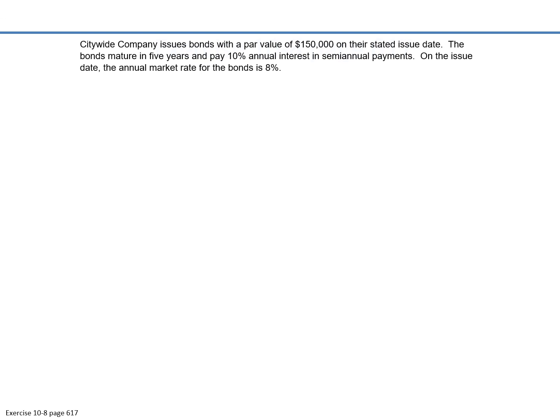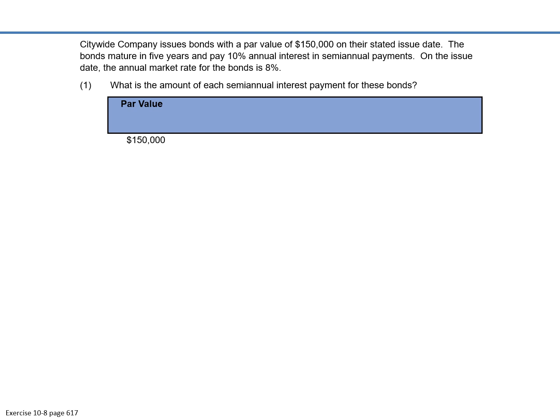All right, exercise 10.8. Citywide Company issues bonds with a par value of $150,000 on their stated issue date. The bonds mature in 5 years, pay 10% annual interest and semi-annual payments, and on the issue date, the annual market rate for the bond is 8%. So, what is the amount of each semi-annual interest payment for the bonds? Well, we take our par value times our semi-annual interest rate. Our annual rate is 10%, so our semi-annual rate would be 5%. So we take 150,000 times 5%. Each of our payments is going to be $7,500.